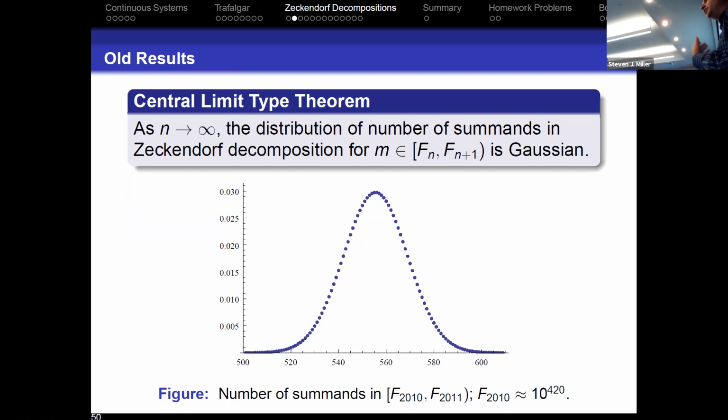But you want to think about how you compare things. This is a key idea in probability and statistics. We want to compare similar objects, apples to apples. And that's why we'll localize. And here's a plot of the distribution of the number of summands. So when do you think I first gave this talk?